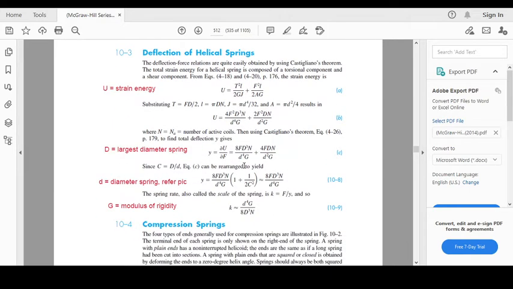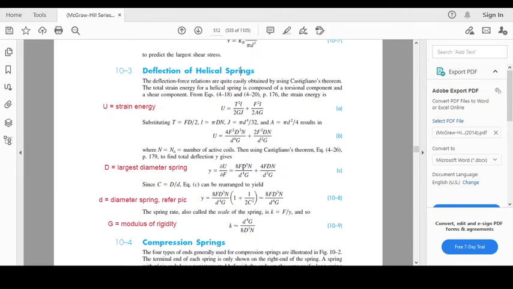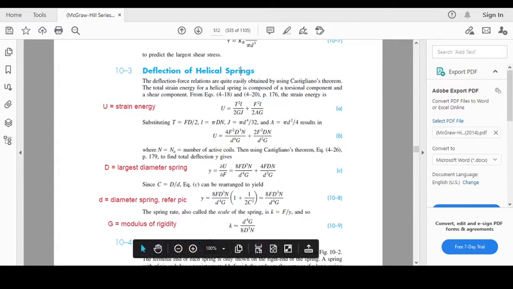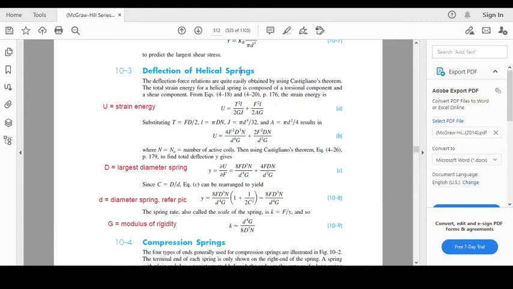Okay. So how about the deflection of a helical spring? Deflection relationships are quite easily obtained by using Castigliano's theorem. What is Castigliano's theorem? Do you remember it? Have you encountered Castigliano's theorem before? Has everyone encountered it before? No. Actually, you have now.